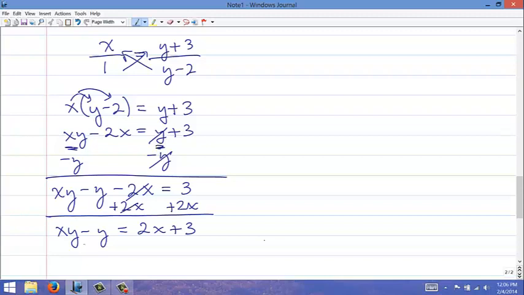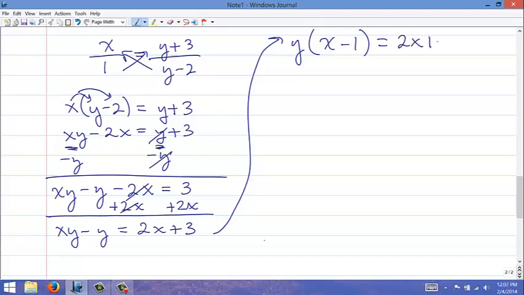So now the idea is everything on the left contains a y. So what we want to do is actually factor that y out so we can solve for y. If I factor a y out on the left, I'm left with y times (x minus 1) equals 2x plus 3. So finally, the last step, let's get rid of the x minus 1 by dividing both sides by x minus 1.